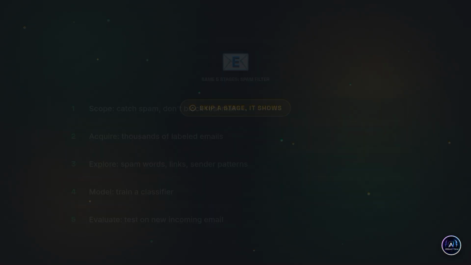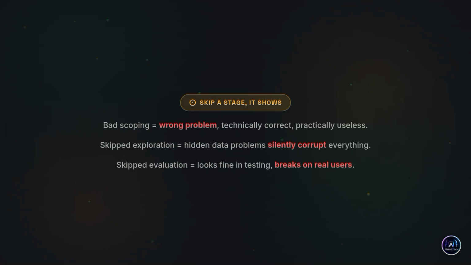Here's why every one of these stages actually matters, not just in theory. Bad scoping means you solve the wrong problem entirely. Technically correct, practically useless. Skipped exploration means hidden data problems silently corrupt your results. And skipped evaluation is the most dangerous one. It means shipping something that looks fine in testing and breaks the moment real users touch it.